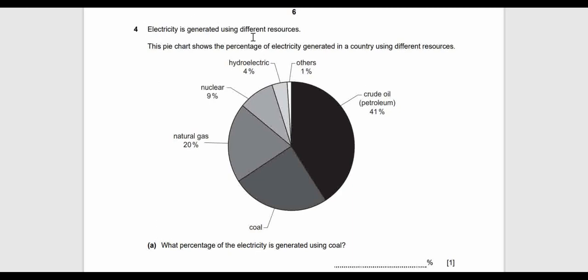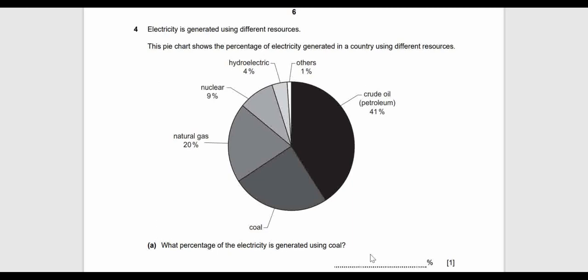Next, question 4A. Electricity is generated using different resources. This pie chart shows the percentage of electricity generated in a country using different resources. Natural gas 20%, nuclear 9%, hydroelectric 4%, 1% for others. Crude oil or petroleum 41%, coal question mark. What percentage of electricity is generated using coal?